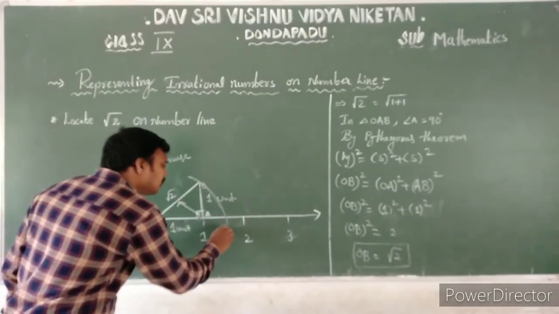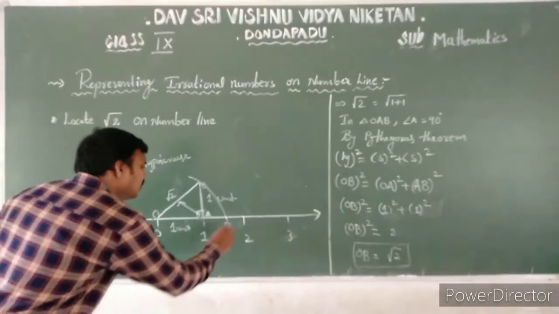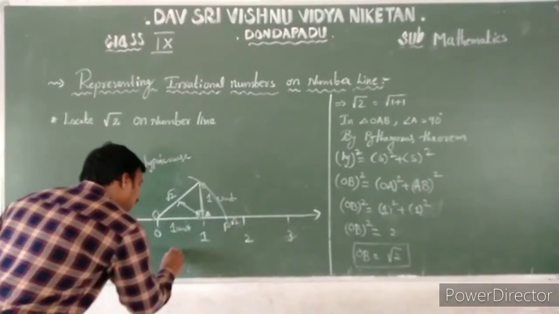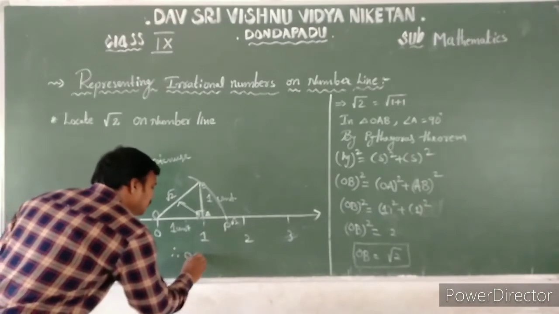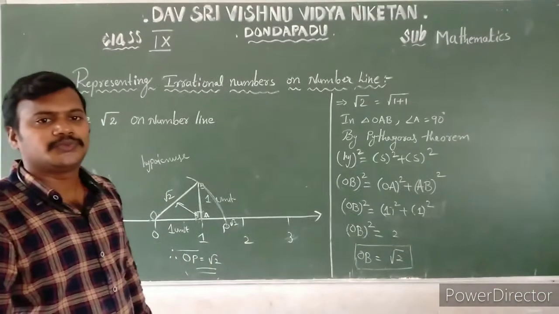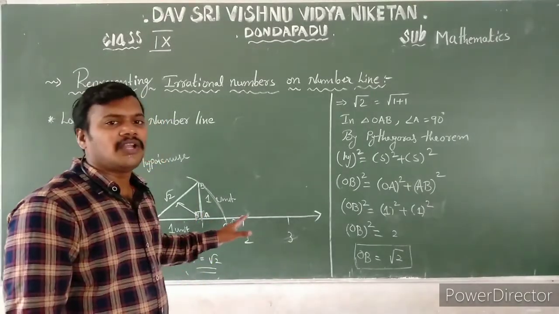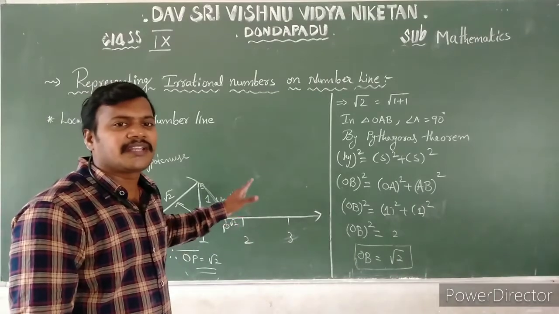Just locate the point P, where the arc intersects the number line, which is the length of root 2. Therefore OP is the length of root 2. So this is the method we are using for representing irrational numbers.